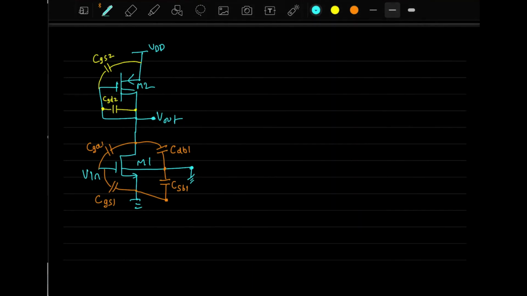Then note one more important thing. We have a bulk terminal for MOSFET M2 also, and this MOSFET M2, which is a PMOS, is normally connected to the voltage VDD. So here you will have one more capacitor, and the value will be CSB2. And then we have one more capacitor like the one we have here at the bottom. This one is CDB2. Understood? So we have four capacitances for both of them. M1 will have four and M2 will have four.